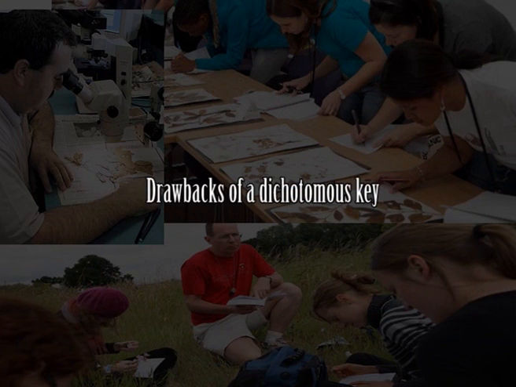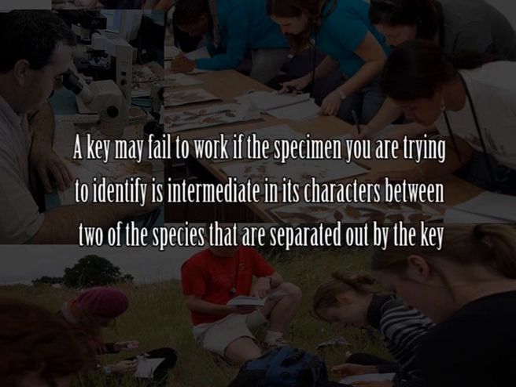Verify your results by reading a description, comparing the specimen with an illustration or an authentically named herbarium specimen. Now, we see the drawbacks of a dichotomous key. If a key you are attempting to use appears not to work, more likely there may be some deficiencies in the key. A key may fail to work if the specimen you are trying to identify is intermediate in its characters between two of the species that are separated out by the key.